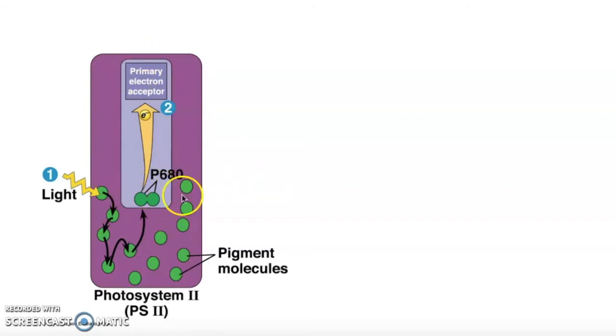And now it's missing some electrons, and so what's going to happen is we're going to split water, which is one of our reactants of photosynthesis, into H plus and oxygen, and we're going to strip it of some electrons. So water is the provider of electrons for our photosystems and for our photosynthesis. Okay?